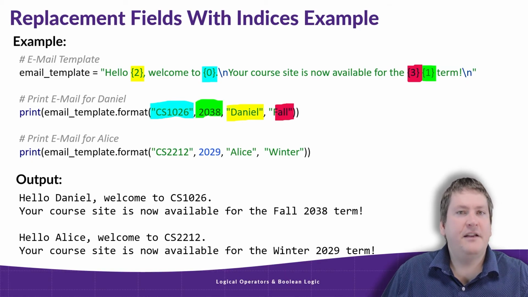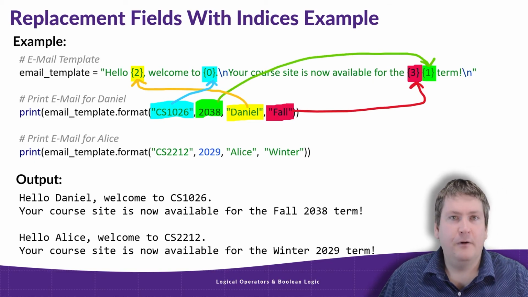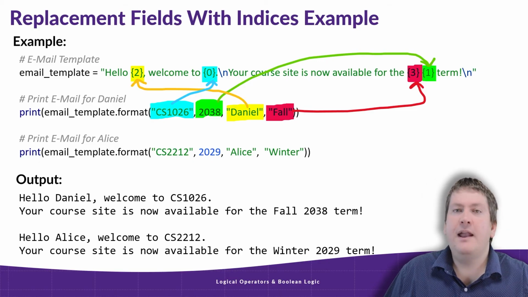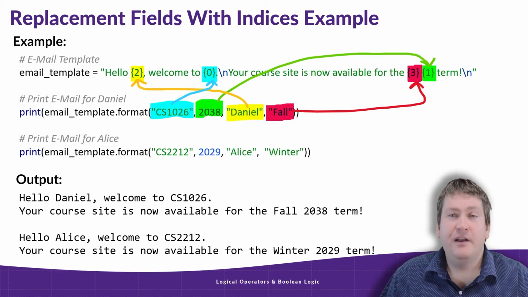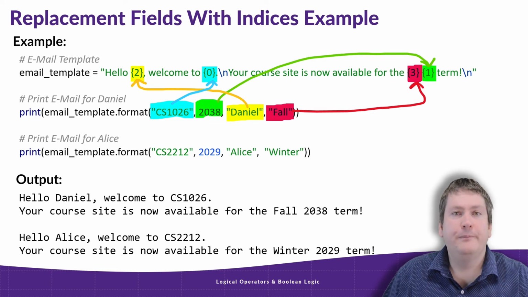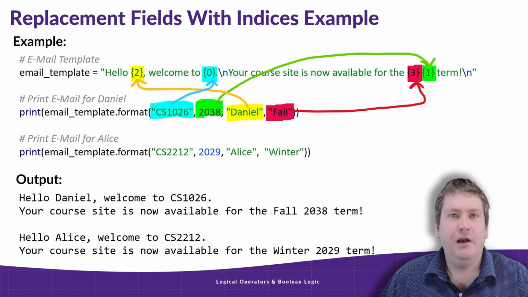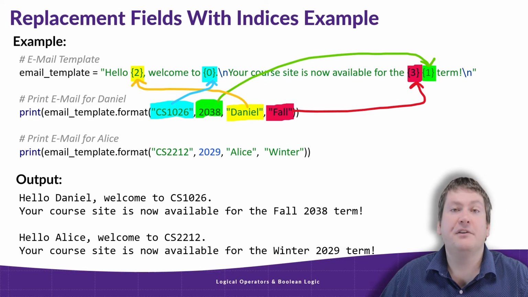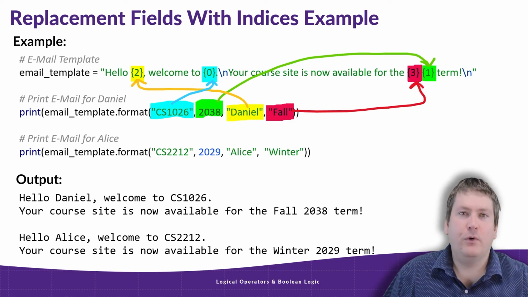So we can see CS1026 is first, so that means it's at index 0. So it goes wherever there shows index 0 in the template. At index 1 is 2038, so wherever there's a bracket with 1 in it, it's going to be replaced with 2038. And wherever there's a bracket with 2 in it, it's going to be replaced with Daniel. And wherever there's a bracket with 3 in it, it's going to be replaced with Fall. And it's going to make the exact same string we saw before, but now we're giving the values in a different order to format. This would also let us repeat those values if we wanted to, or put them in any order we wish.